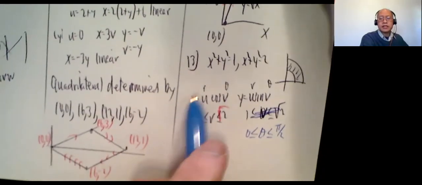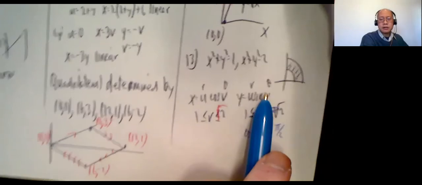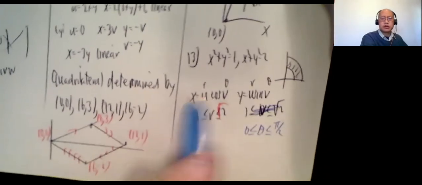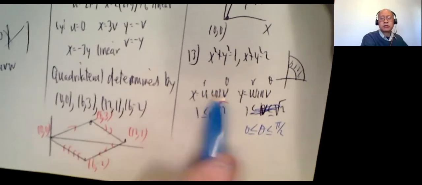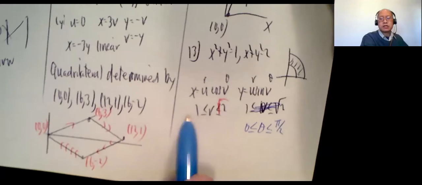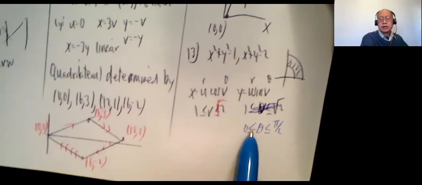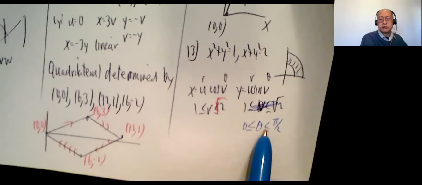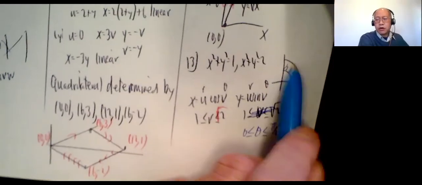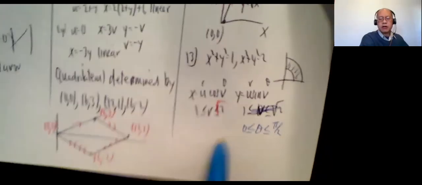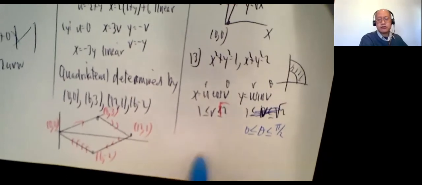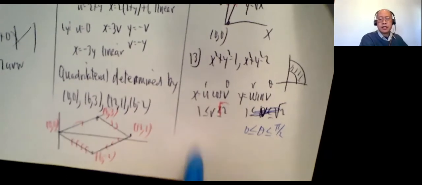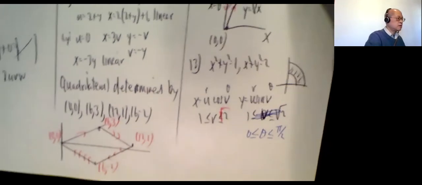Remember, in polar coordinates, x is r cosine theta, y is r sine theta. They told us to use u and v, so I call u is r, theta is v. So x equals u cosine v, y equals u sine v. R is between 1 and radical 2, theta is between 0 and pi over 2. The nice thing is that instead of integrating over this funny looking region, I can integrate over a box, a rectangular region. R goes from something to something, and theta goes from something to something.